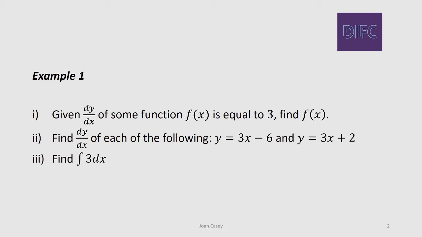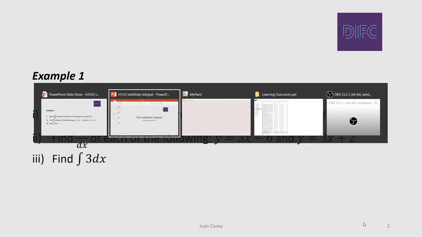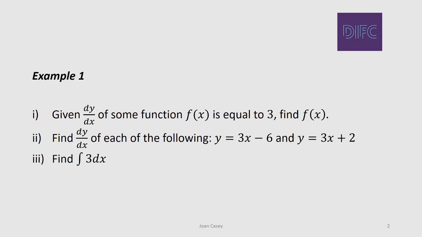Well, if we just take a look at that, it stands to reason if dy/dx, the first derivative of some function, was 3, then we could assume that y, or f(x), the function itself, is 3 times x. That would be logical, because the first derivative of 3x is 3. Now let's take a quick look at the second part of this question.